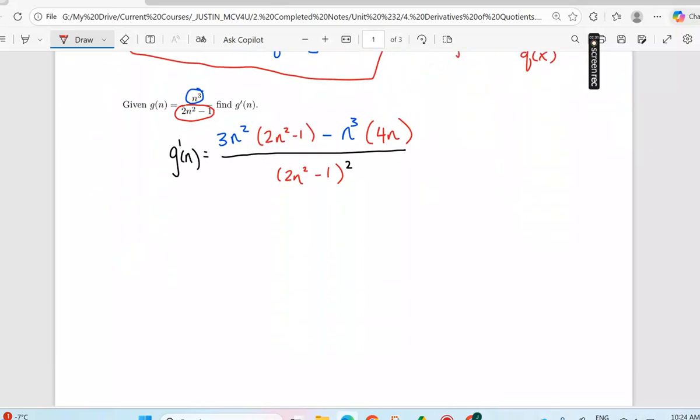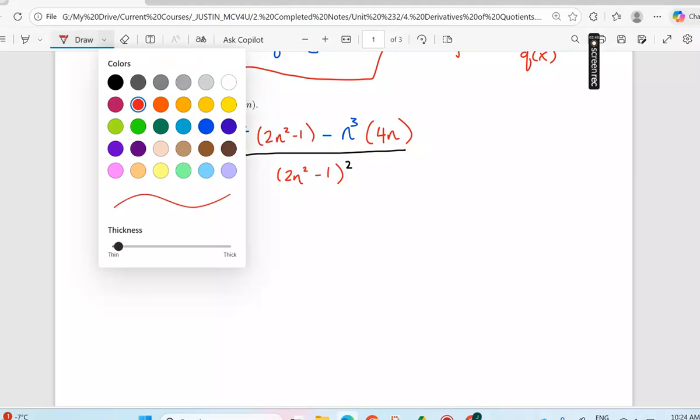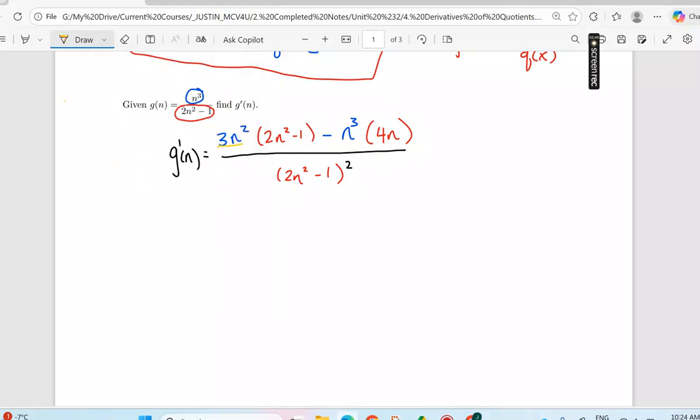For example, if we have g(n) equal to n cubed over 2n squared minus 1. Applying the quotient rule, follow the colors: find the derivative of what's on top first to get 3n squared. Then copy 2n squared minus 1 down. Minus now, as opposed to plus in the product rule. Copy down the top, which is just n cubed, times the derivative of the bottom, which is just 4n, and that's the top done.